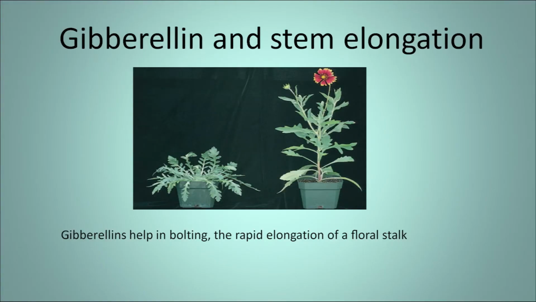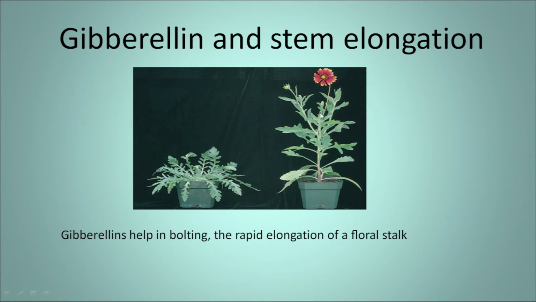Now, this slide shows how gibberellin plays an essential role in stem elongation. On the left hand side, see, this is a plant, Gaillardia. It is present in a rosette form, which means a cluster of leaves is present close to the ground, and soon when it was treated with gibberellin, this bolting occurred, and you can see a beautiful flower that is being produced.